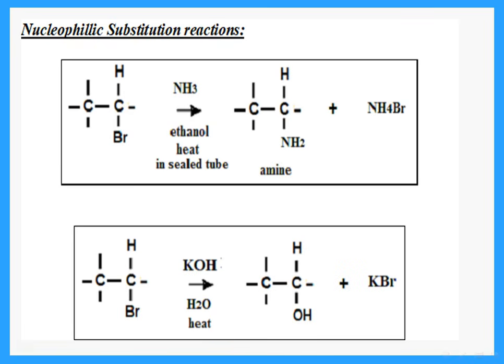Remember, to prepare an amine, an amine is something that has NH2, you need to replace the Br with NH2. That means you react the halogenoalkane with ammonia in the presence of ethanol and heat in a sealed tube. What if I have the halogenoalkane and I want to go back to the alcohol? Then I react it with potassium hydroxide in water and heat. And remember, this is potassium hydroxide in water and heat. It's very important that this is aqueous potassium hydroxide.